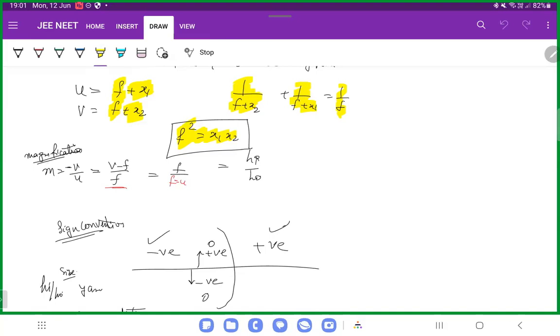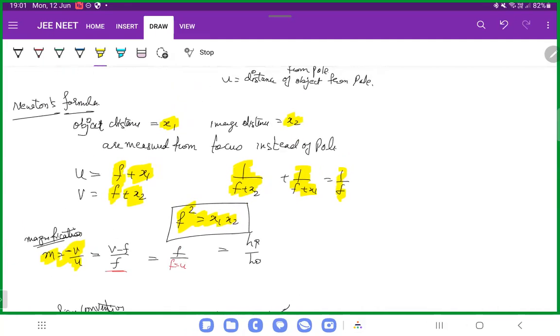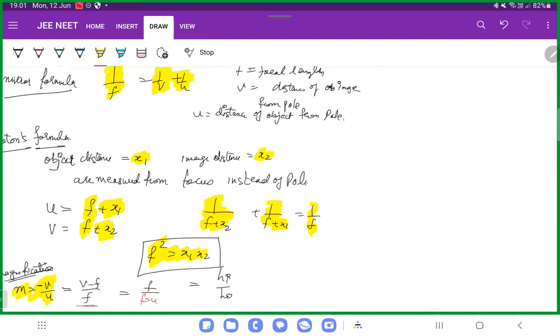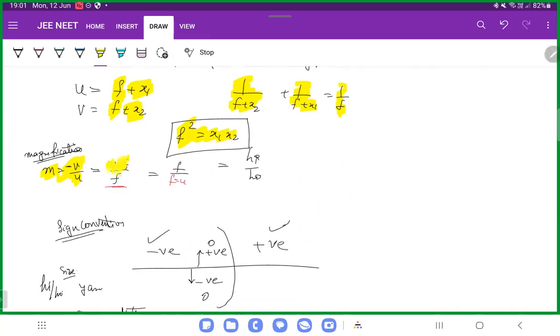Okay, so magnification is minus v by u. So we can write, substitute the same from the focus point, that is v minus f by f. If the object is at focus, it will be v minus f by f. So hi by ho.